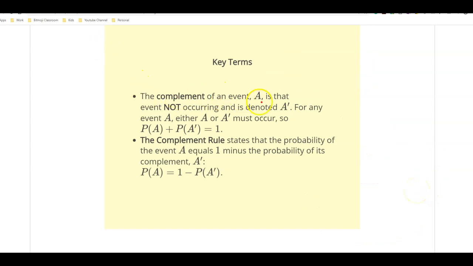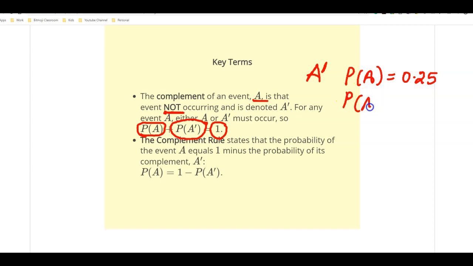So the complement of an event A is the event not occurring, and it's denoted by A with a hyphen on the top. Together, the probability of A plus the complement should add up to 1. So if I say the probability of A is 0.25, then the complement is going to be 0.75. Remember, both of them should add up to 100%, which is nothing but 1.